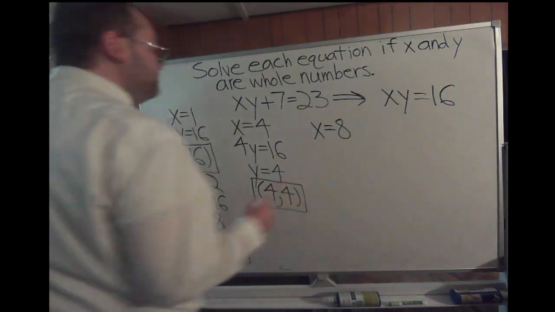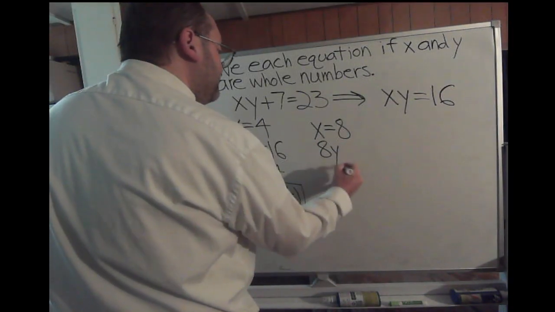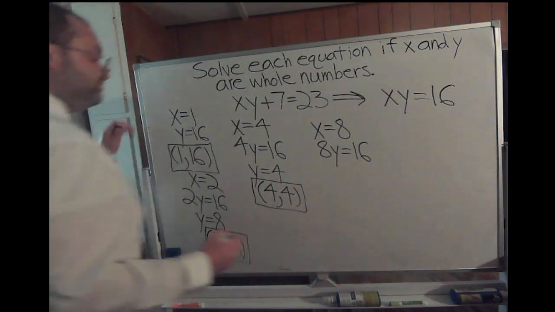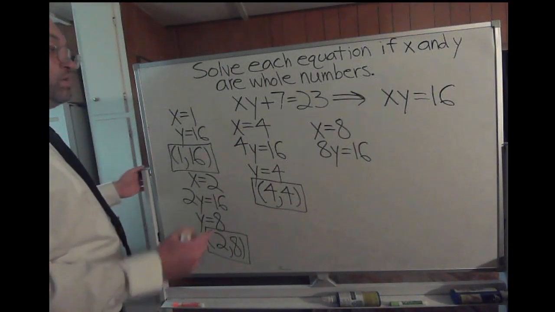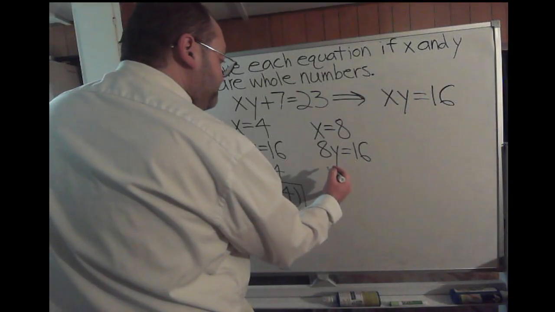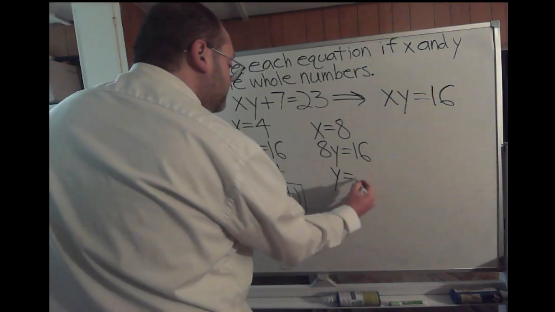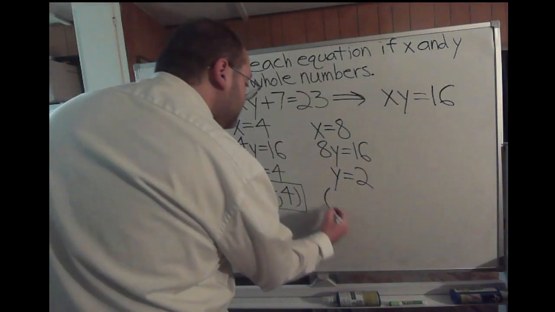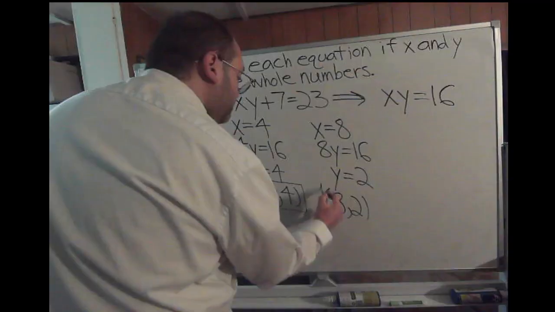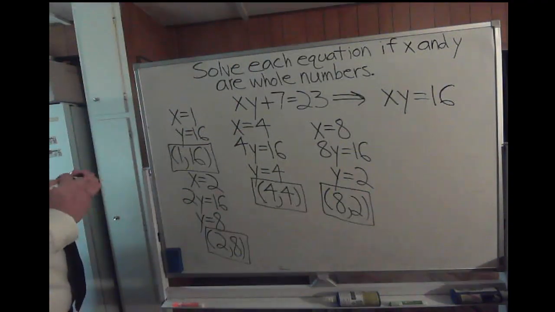What about if x equals 8? So you put in that 8 for x, you would end up getting 8y. You set that equal to 16. Well, you want to solve for just y. So you divide both sides by 8, you get y equals 2. So that means when x is 8, y is 2. They're both whole numbers, so that works. So the ordered pair 8, 2 also works.